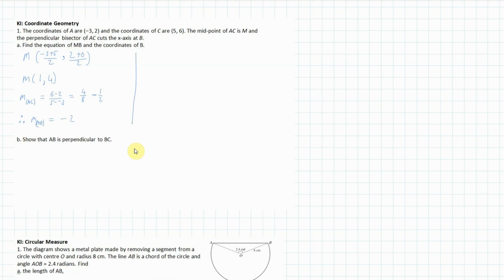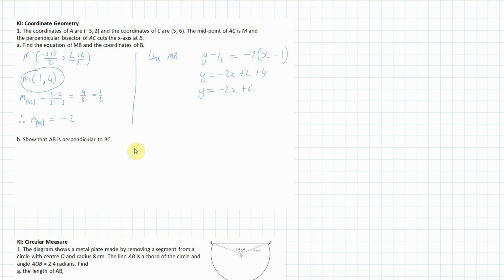And at this point now I can find line MB. It is going to be y minus y1 equals m, which is the gradient of the perpendicular, times x minus x1, so I'm using that coordinate for M there. I'm just going to rearrange this. I get y minus 4 equals -2x plus 2, or y is equal to -2x plus 6.